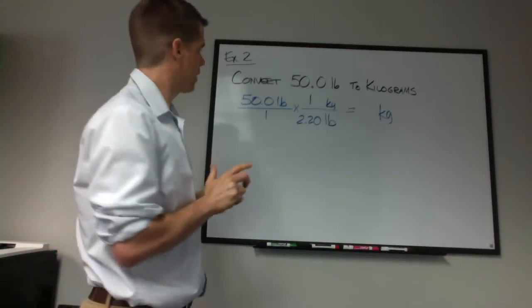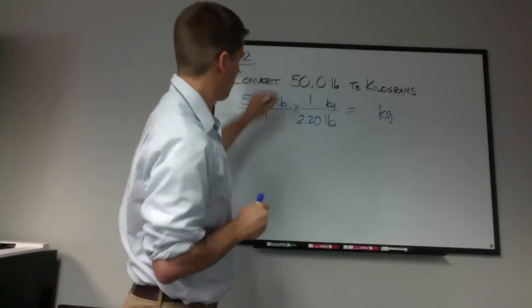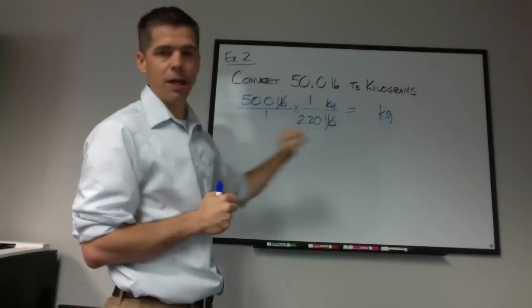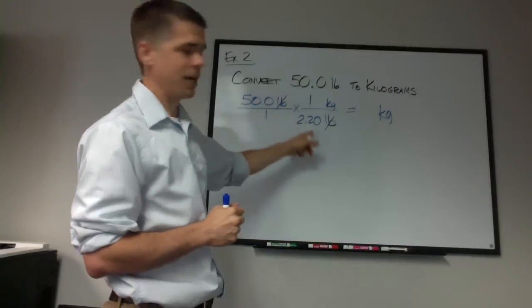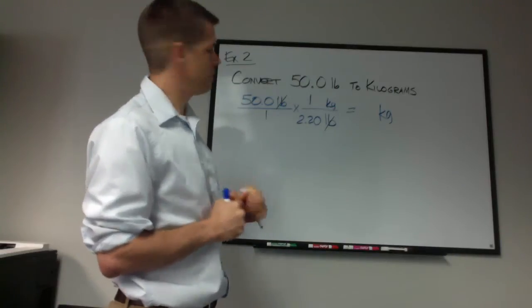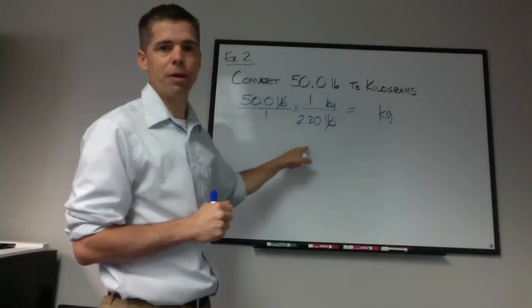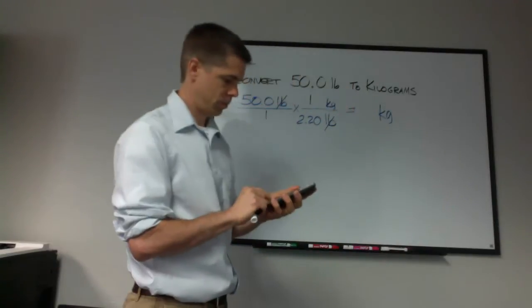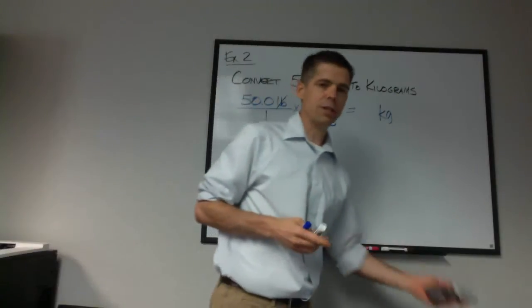Once again, we've got this problem set up so that some units will cancel. My pounds cross out, kilograms are left for my answer, and my answer will be whatever you get when you divide. Last time we multiplied two numbers because they were both numerators, but this time I've got one number on the top and one number on the bottom, so we divide 50 by 2.20. And the answer is 22.